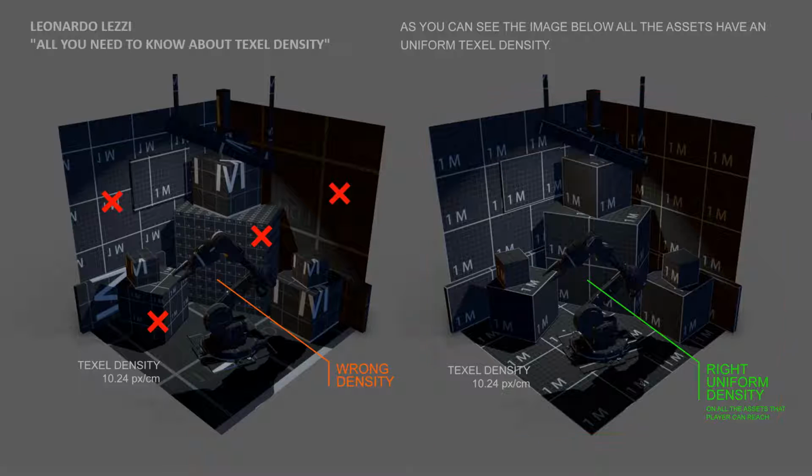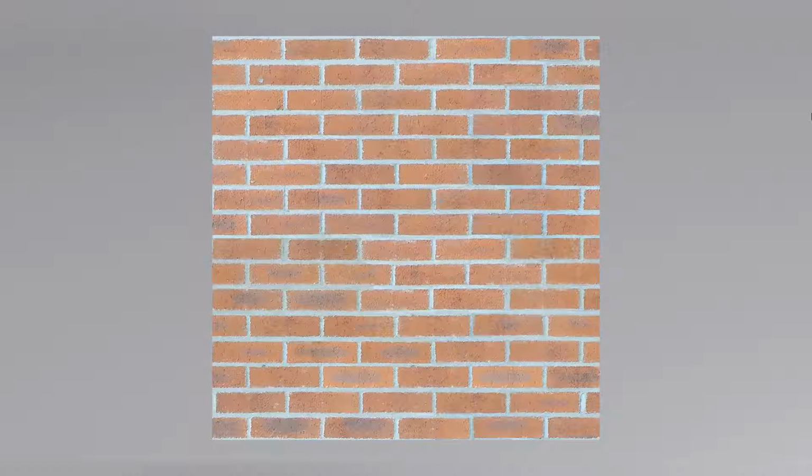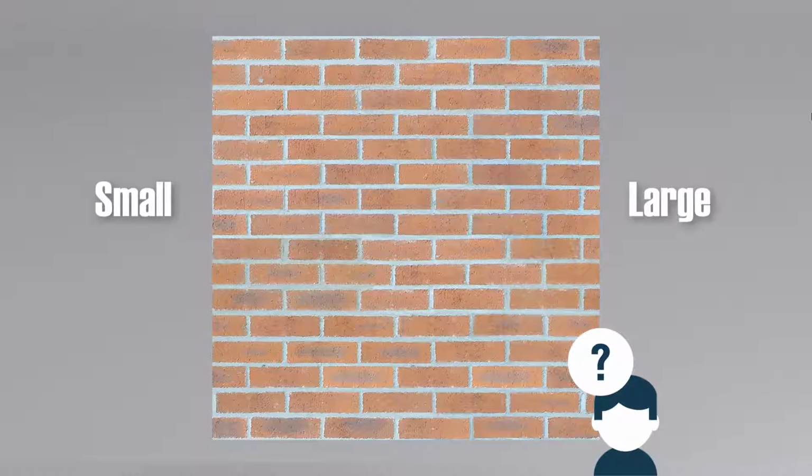The variation between the left and the right scene is often the most crucial difference between the work of an amateur versus the work of a professional. Be sure to spot it out in your own work. So now let's talk a little about texture scale. Take a look at this brick, for example. Are the bricks small or large? Well, the answer is completely relative.